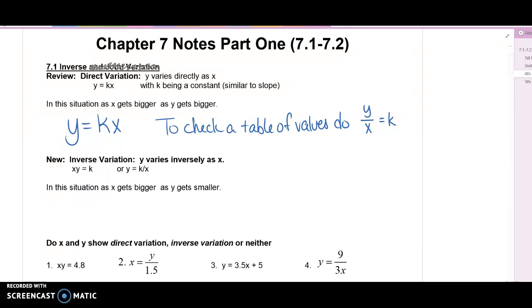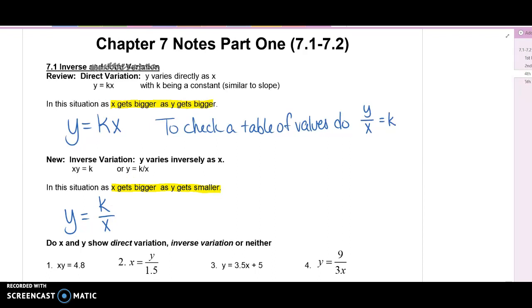With direct variation, x gets bigger as y gets bigger. Inverse variation is what we have not yet learned. Inverse variation, y varies inversely with x, or y varies inversely as x. And the typical equation that is used is y equals k divided by x. Think of this as like x is inverted to the bottom of that fraction. With inverse variation, x gets bigger as y gets smaller.